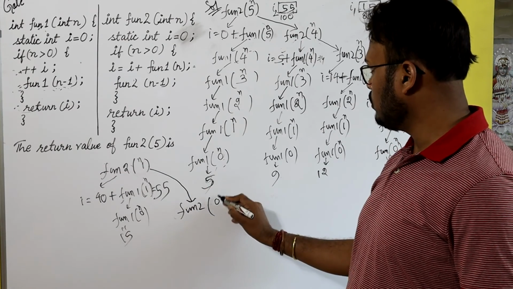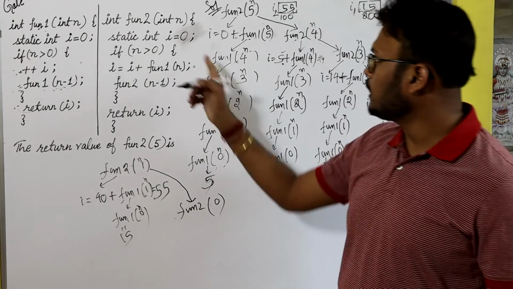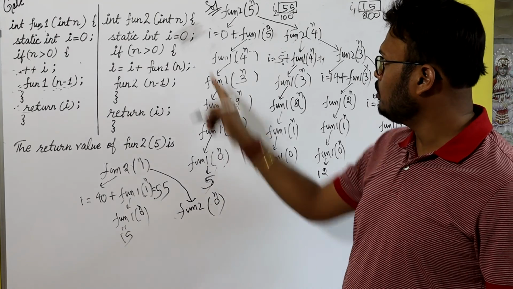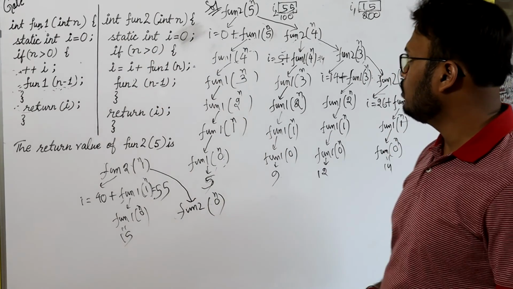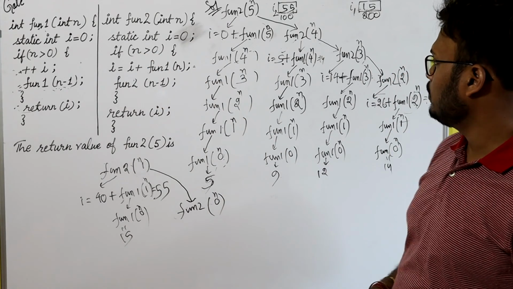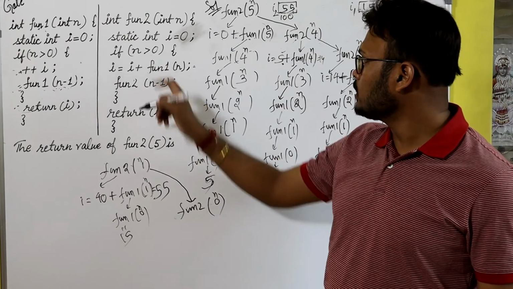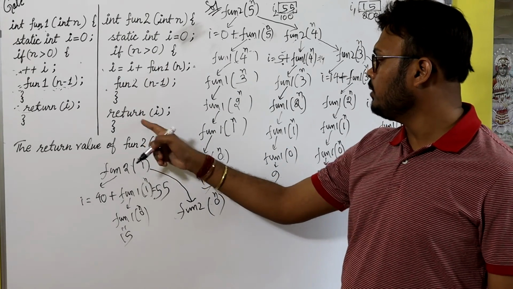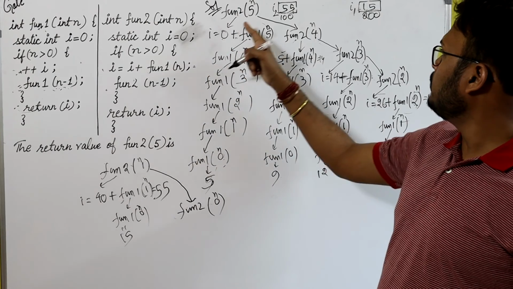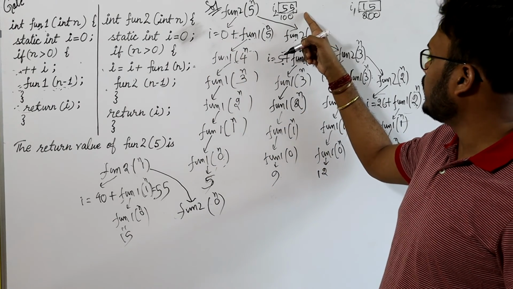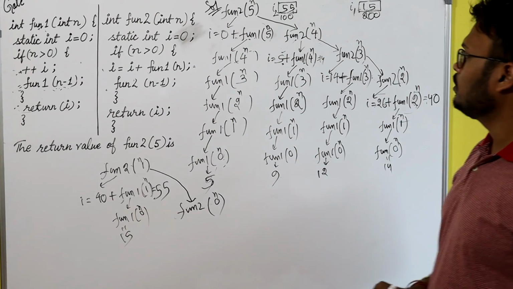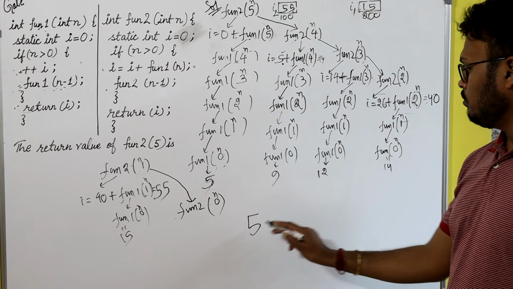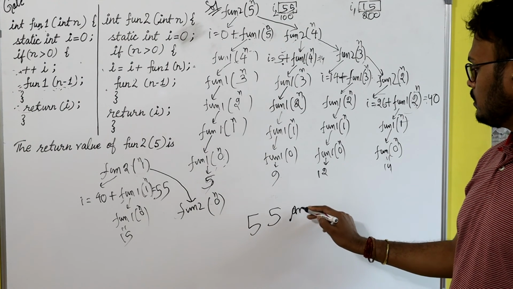1 minus 1, fun2 of 0. Okay. So now let's check the condition. Here the n value is 0. So now 0 greater than 0? No. It's a false statement. Okay. Since it's a false statement, these two lines will not be executed. So the value of I will be returned at the end. So it means what? The value of I2 will be returned at the end and its value is 55. Okay. So 55 is the answer.